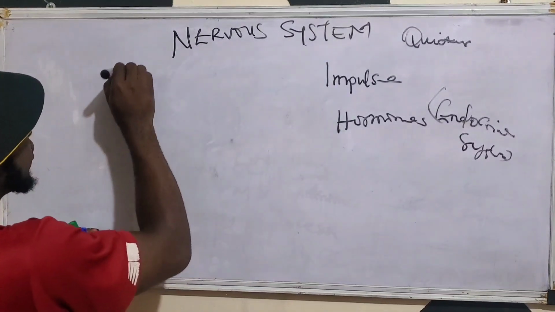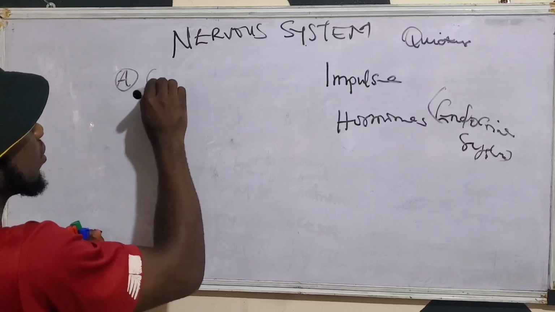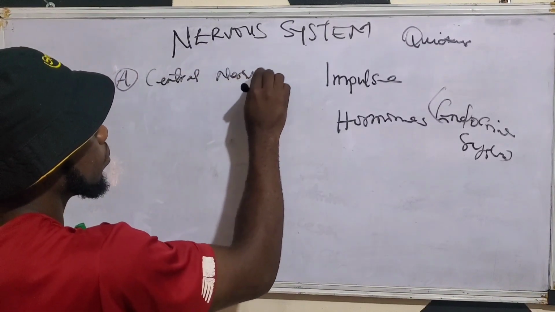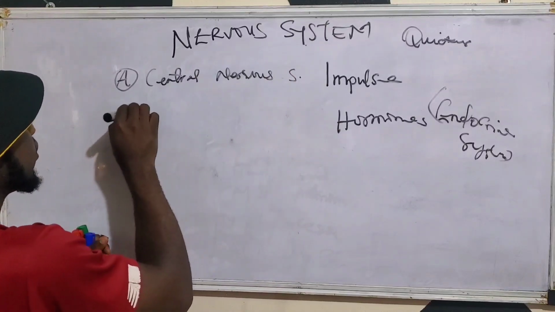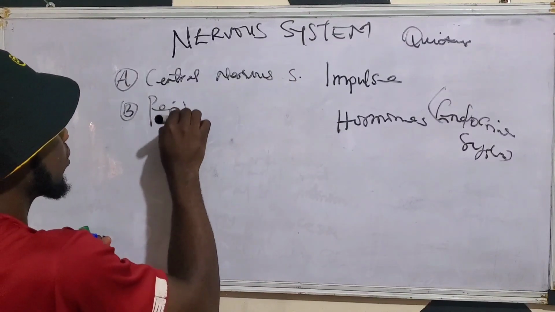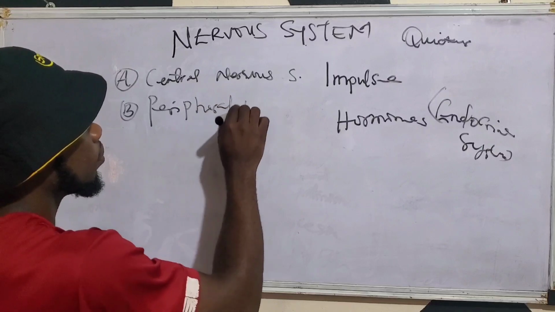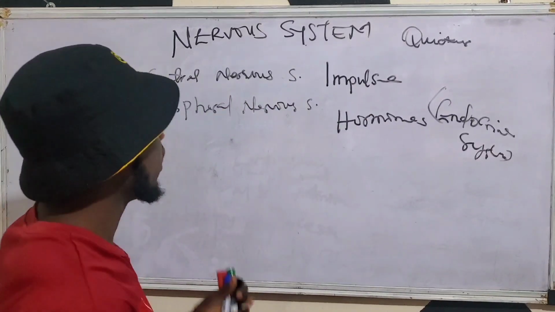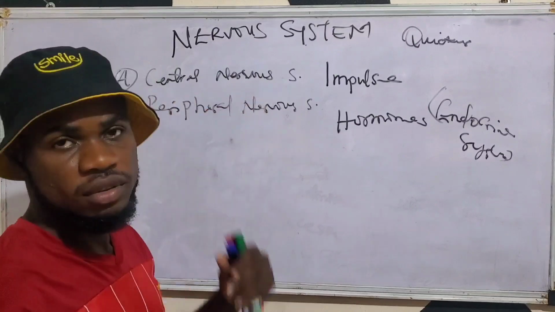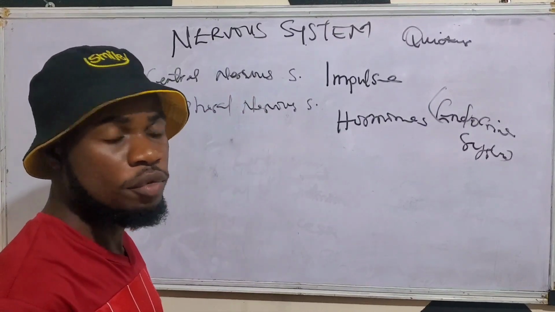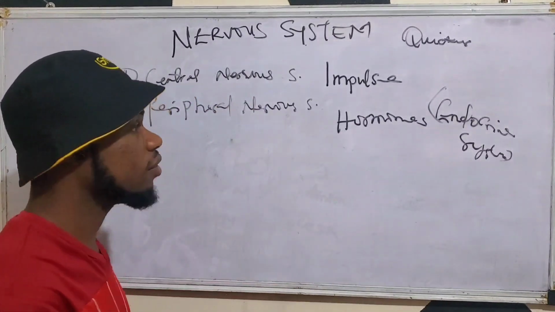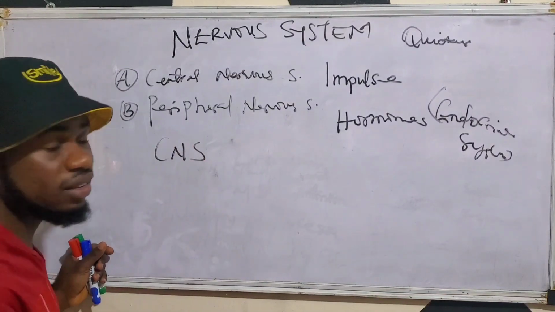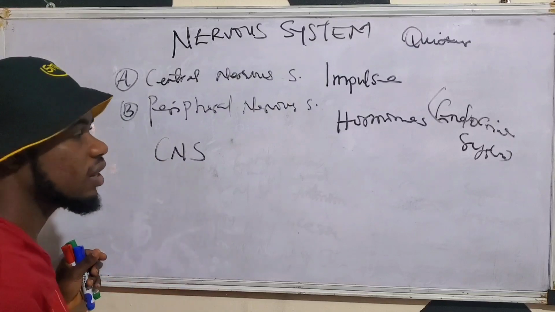The nervous system is divided into two: the central nervous system and the peripheral nervous system. Now we'll take the central nervous system first before we come back to the peripheral nervous system. The central nervous system, called CNS in abbreviation, is divided into two.